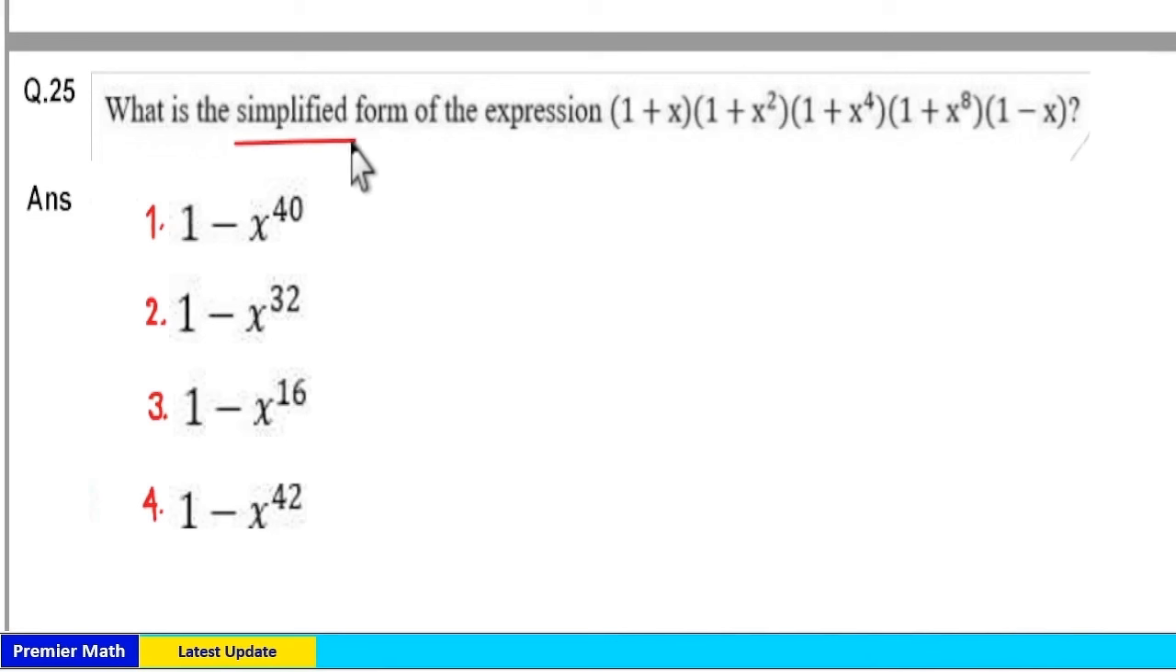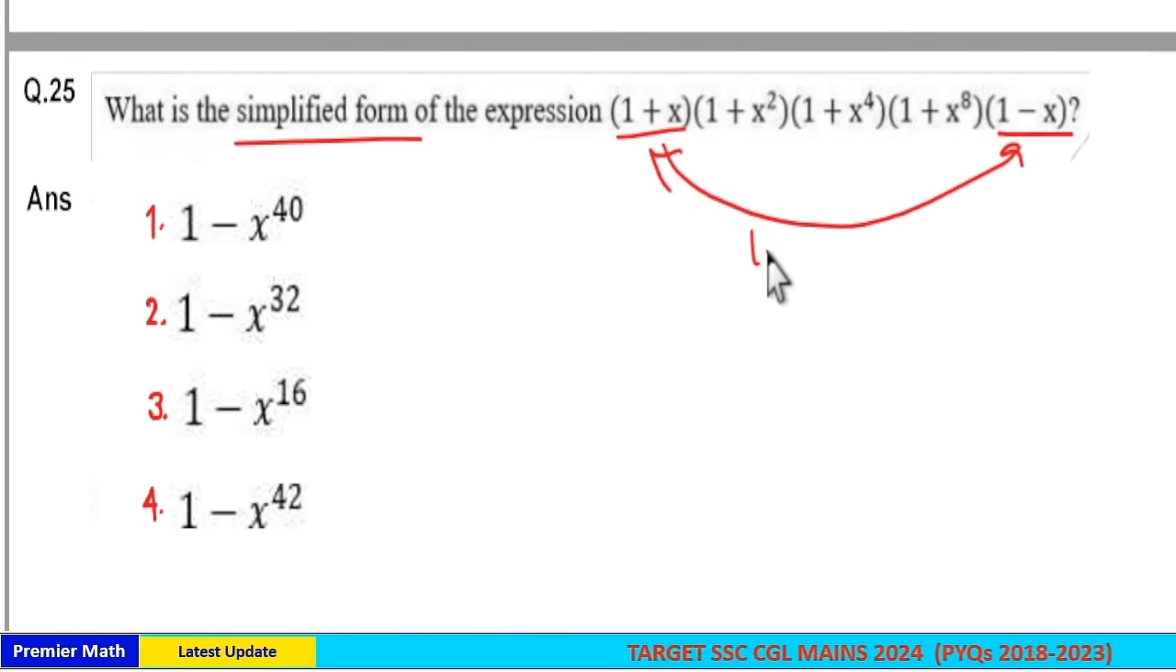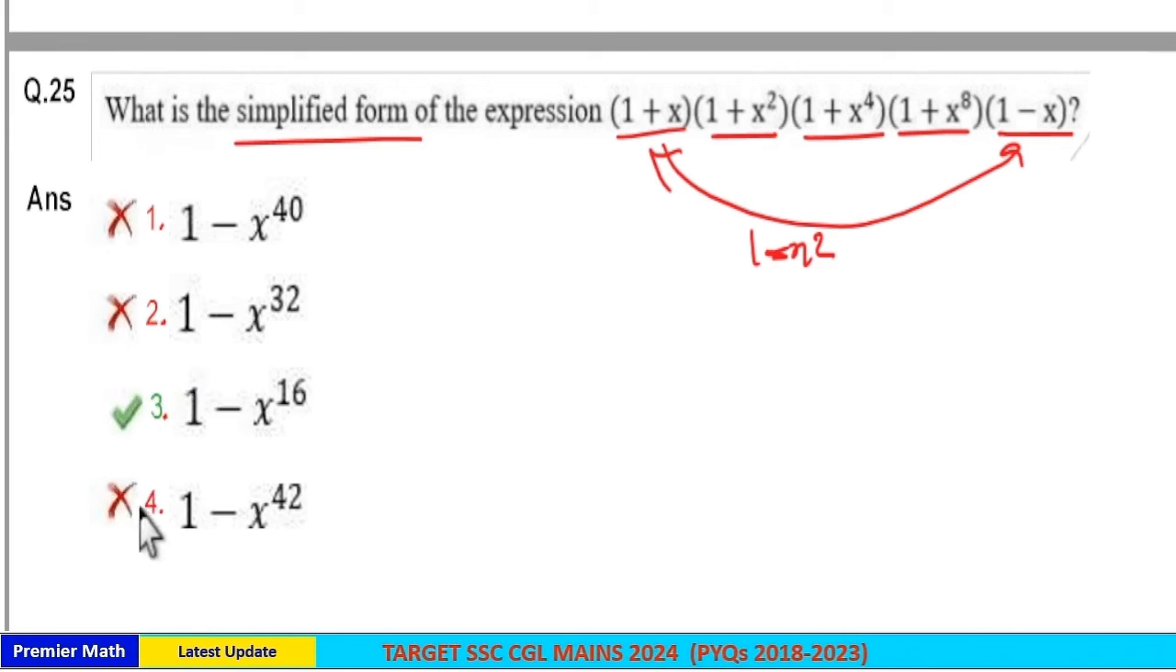What is the simplified form of the following expression? Here, 1 plus x into 1 minus x is equal to 1 minus x square. Now, 1 minus x square into 1 plus x square is equal to 1 minus x raised to 4. 1 minus x raised to 4 into 1 plus x raised to 4 is equal to 1 minus x raised to 8. 1 minus x raised to 8 into 1 plus x raised to 8 is equal to 1 minus x raised to 16. So, option 3 is your answer.